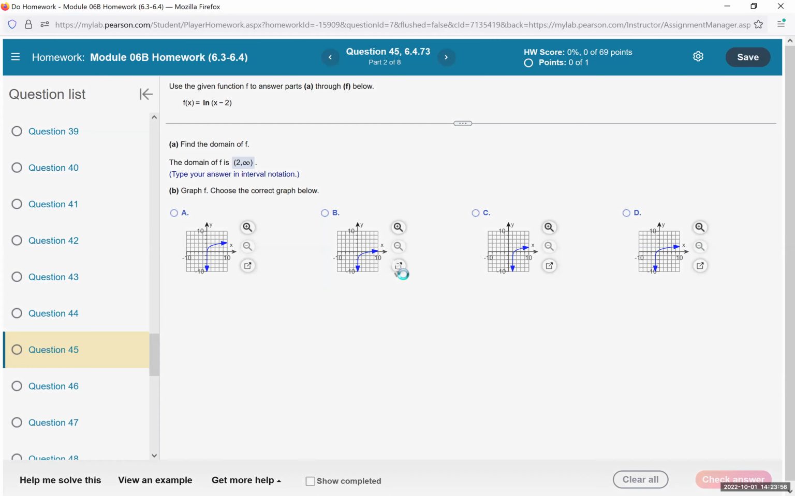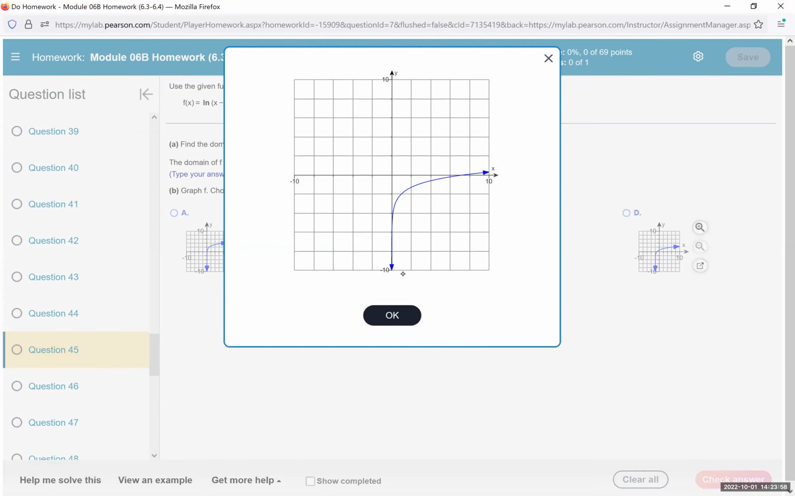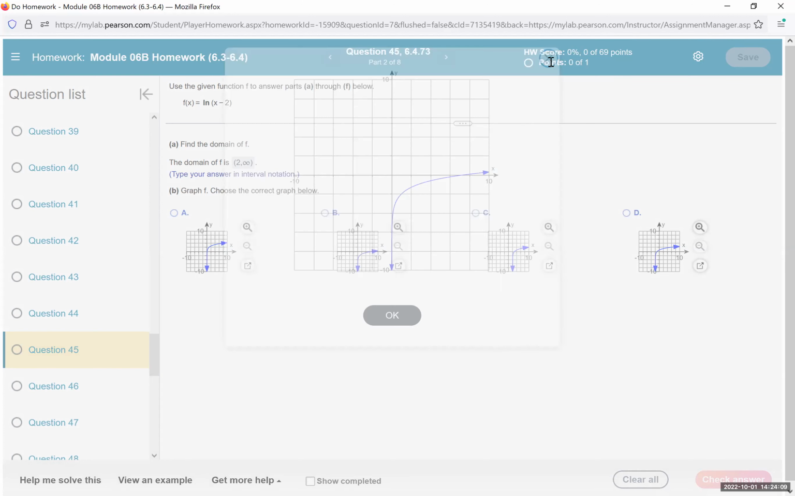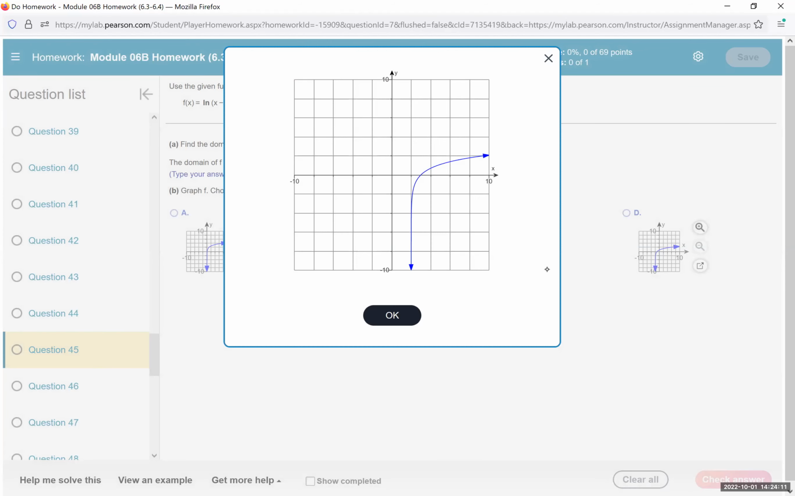Does this graph go through the point 3, 0? Ooh, it does not. It's close because each tick is 2, so it goes through the point 2, 4, 6. It's a little bigger than 6. So that's not it. Does this one go through 3, 0?